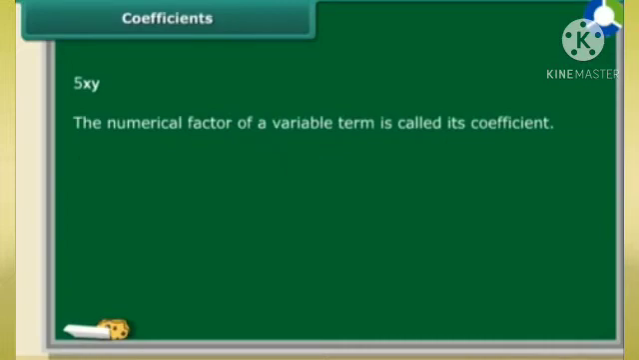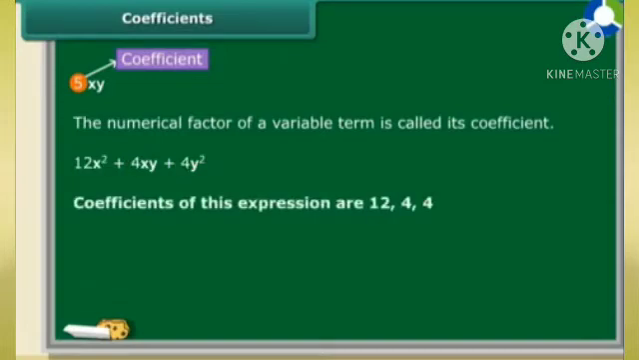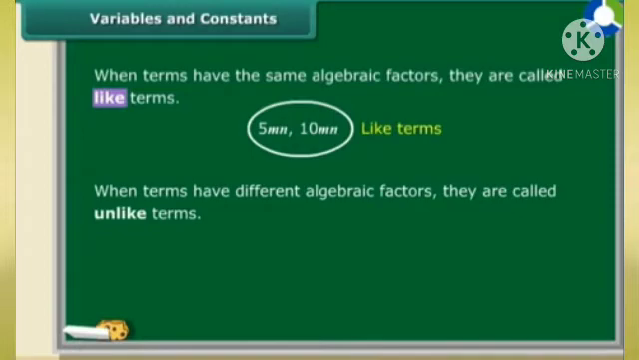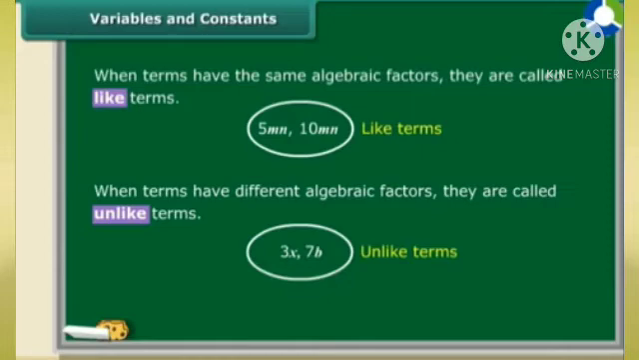The numerical factor of a variable term is called its coefficient. See, in the term 5xy, 5 is the coefficient of the whole term. Let us take this expression 12x square plus 4xy plus 4y square. It has 3 terms and 12, 4, 4 are the coefficients of the terms. When terms have the same algebraic factors, they are called like terms, and when terms have different algebraic factors, they are called unlike terms. Let us see an example.